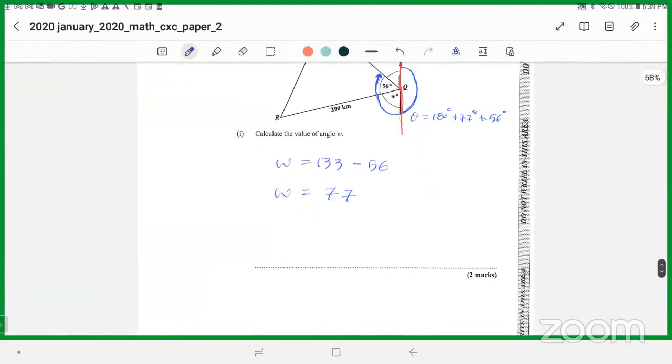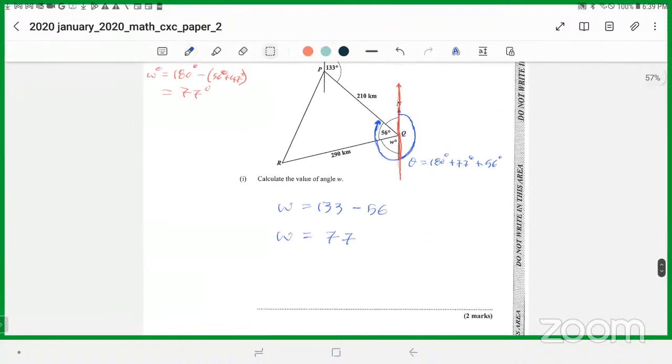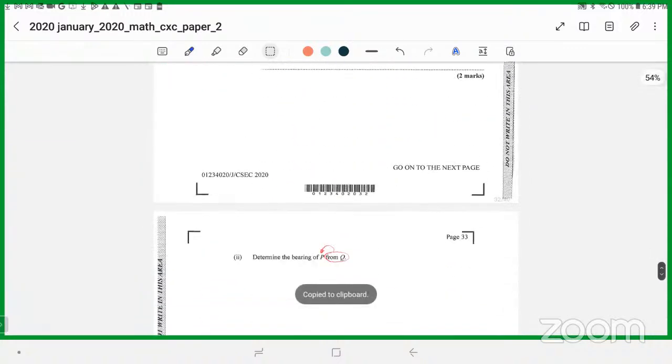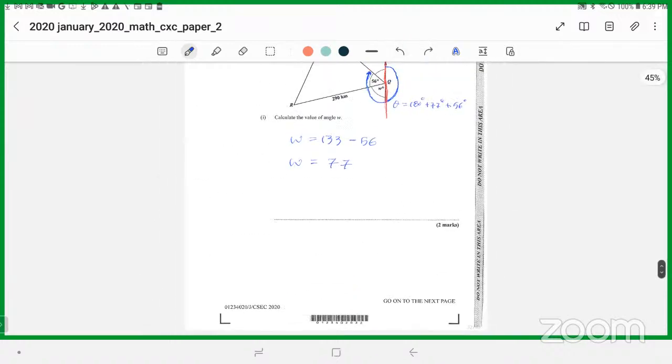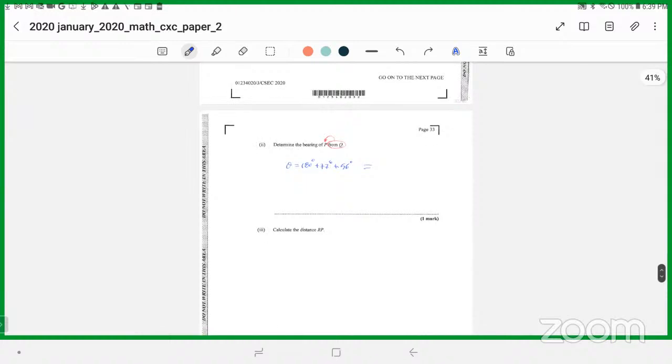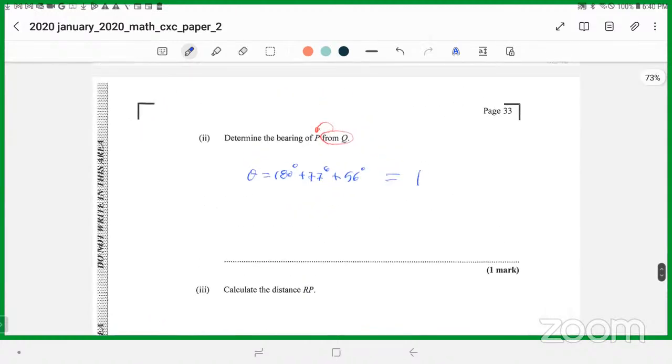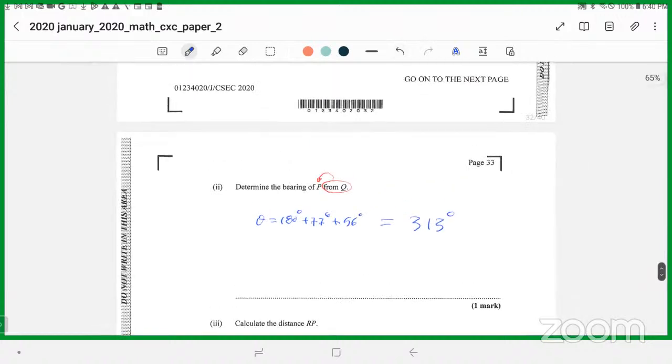All right, so we can literally copy this down and work it out. So what do you get? Well, these two add up to 133. Remember? I got 313 degrees. 300 how much? 300 and 13. 313. 313.